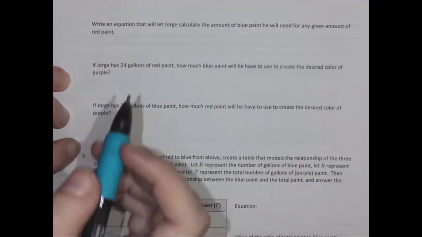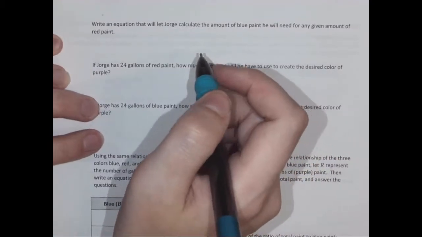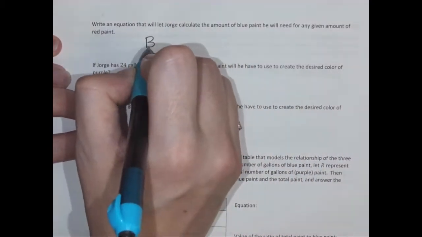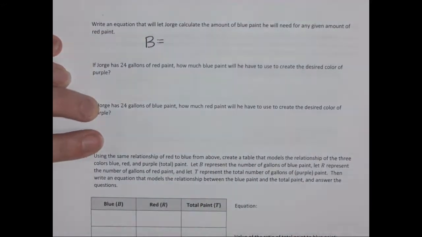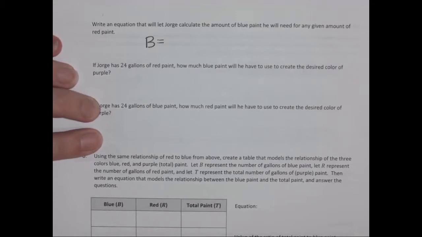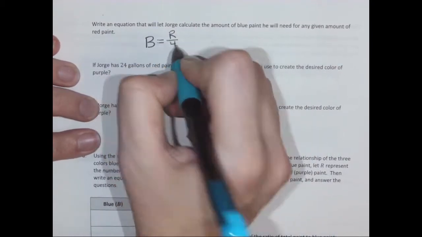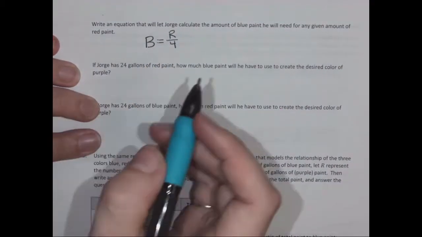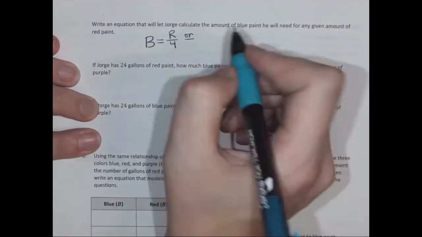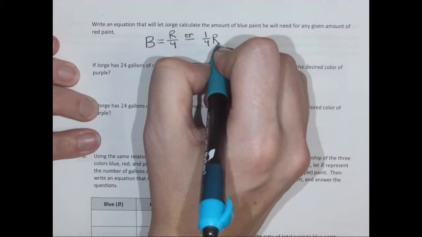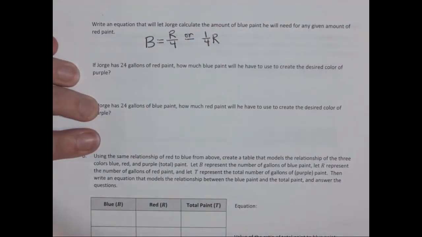This time, I want to write an equation to find out how much blue paint Jorge needs. What do I do to the quantity of red paint to find the quantity of blue paint? Hillary? You divide it by 4? Yes. I take the quantity of red paint and I divide it by 4. That tells me the quantity of blue paint. Another way I can write this is 1/4 times the amount of red paint. R divided by 4 is the same as 1/4 times R.